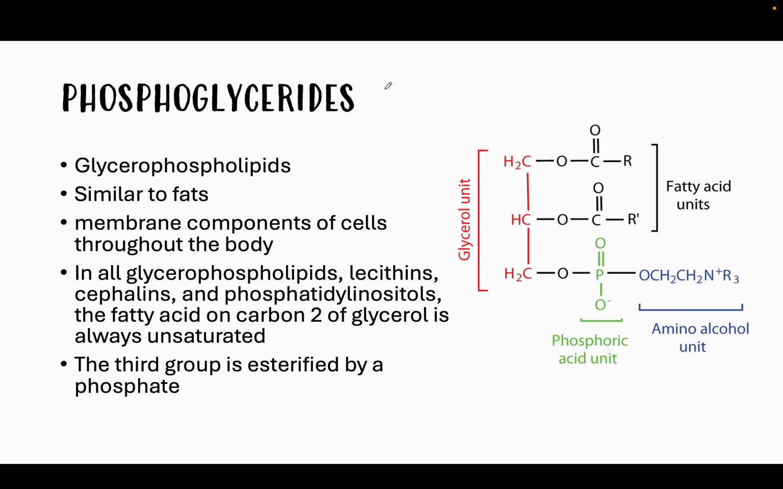So let's proceed to phosphoglycerides. Earlier, triglycerides are neutral because all of the substituents are fatty acid chain units. But this time, phosphoglycerides, also known as glycerophospholipids, have the presence of a phosphate group and alcohol substituent. They are similar to fats in terms of properties, and their main function, take note, is membrane components of cells throughout the body.